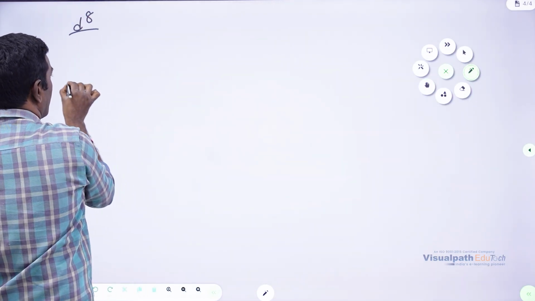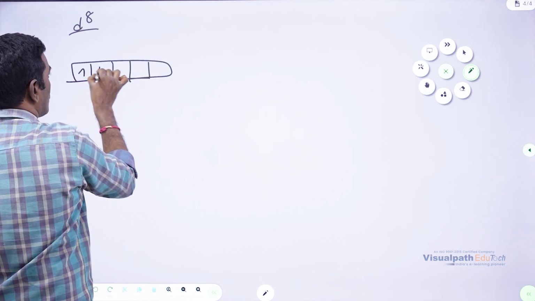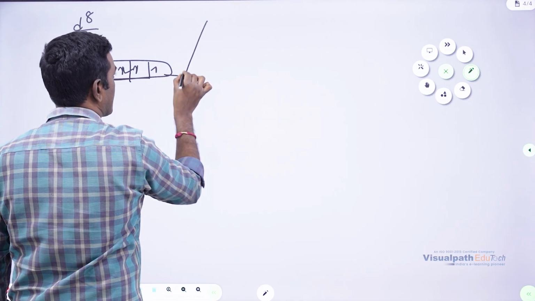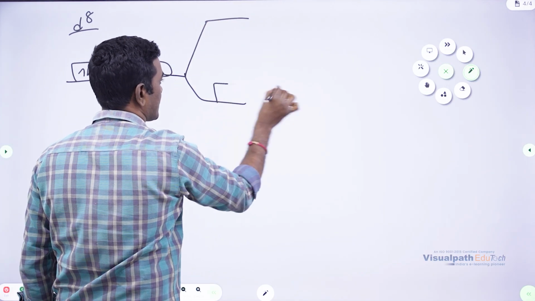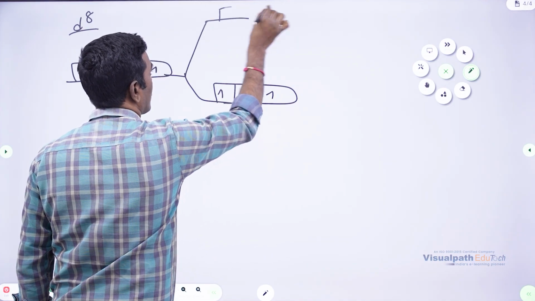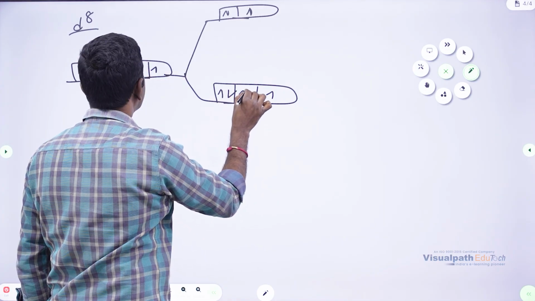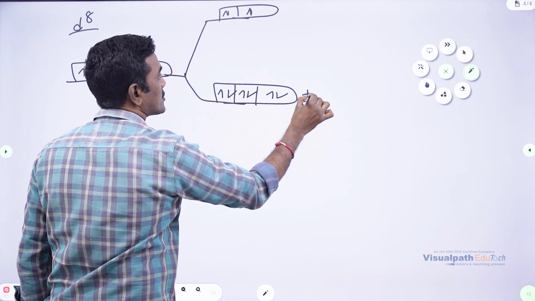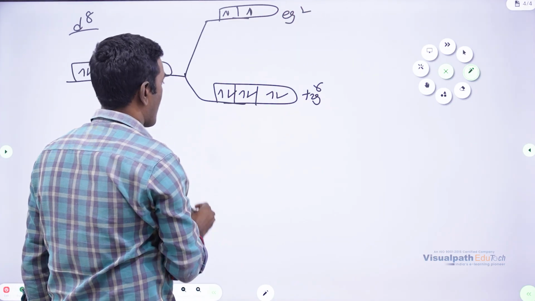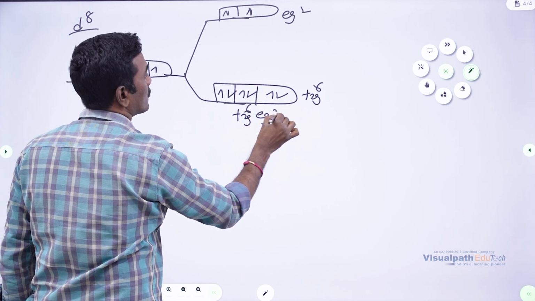d8 configuration. One, two, three, four, one, two, three, four, five, six, seven, eight. Once after splitting, how many electrons are here? High spin: one, two, three, four, five, six, seven, eight. t2g how many electrons? Six. eg how many electrons? Two. So t2g 6, eg 2.